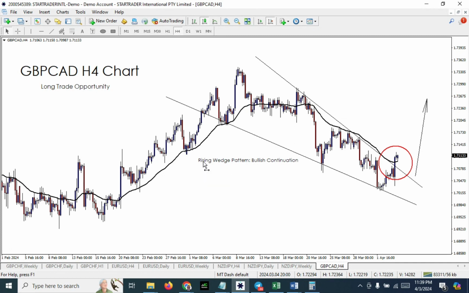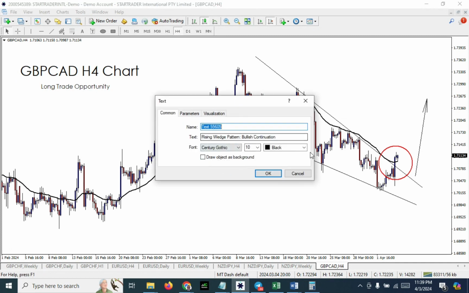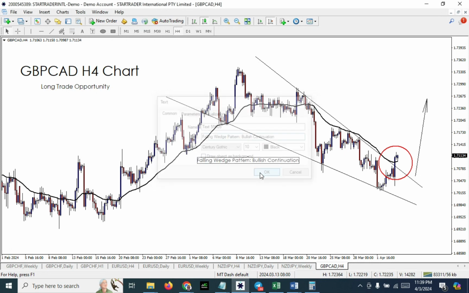Sorry, we should change this. Not a rising wedge, it's a falling wedge. A falling wedge in a bull market. The wedge is falling. A falling wedge pattern is a bullish continuation. A falling wedge pattern in a bull market is a continuation chart pattern. So guys, we've been able to correct that.